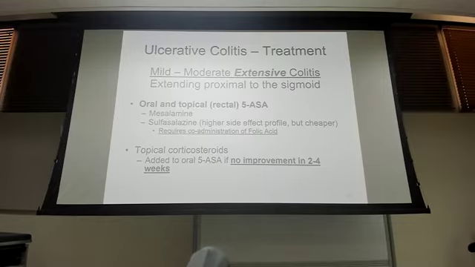At 2 to 4 weeks, if the oral 5-ASAs aren't working, then we're going to add the topical corticosteroids. So start for mild to moderate, proximal to the sigmoid, with oral and topical, meaning rectal suppository, 5-ASA, normally mesalamine, and then if that isn't cutting it, we can add a topical corticosteroid with the 5-ASA suppository.